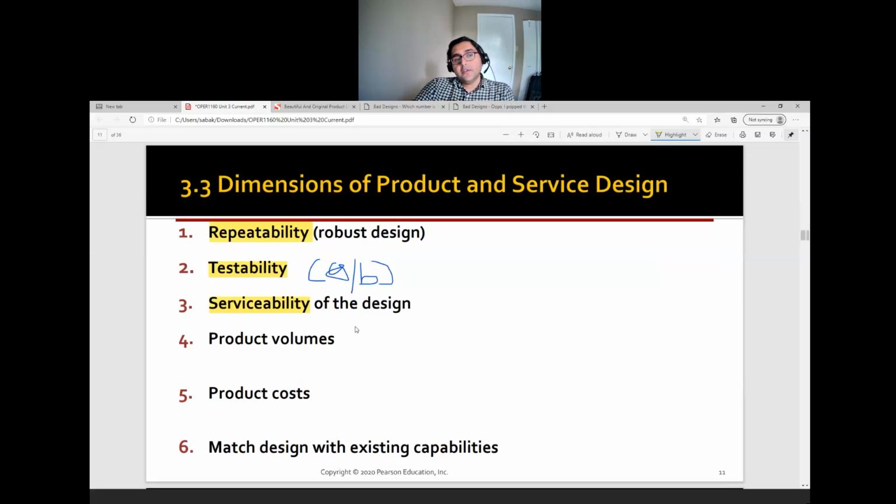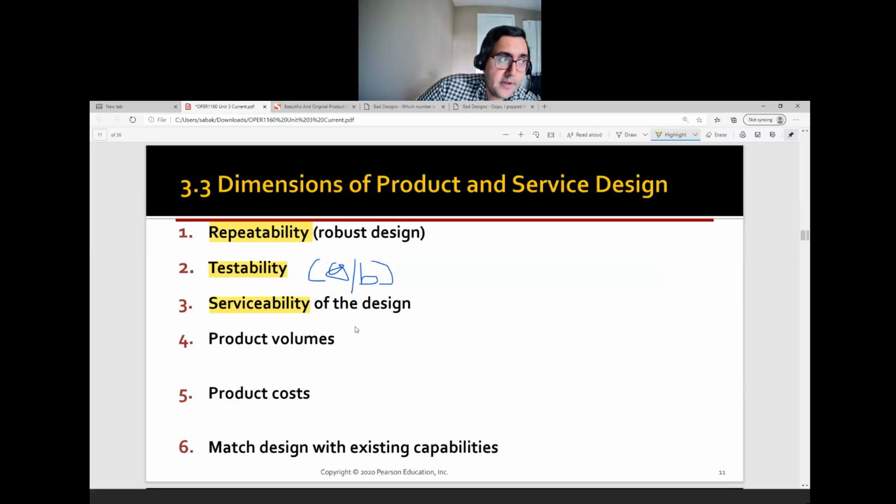The third thing is called serviceability. Serviceability represents, let's say you purchase a laptop. If you find there is some issue, it should be possible to repair that particular laptop rather than just buying a new one and throwing it in the garbage. So serviceability refers to the ability to service or repair that particular equipment and make it run again.